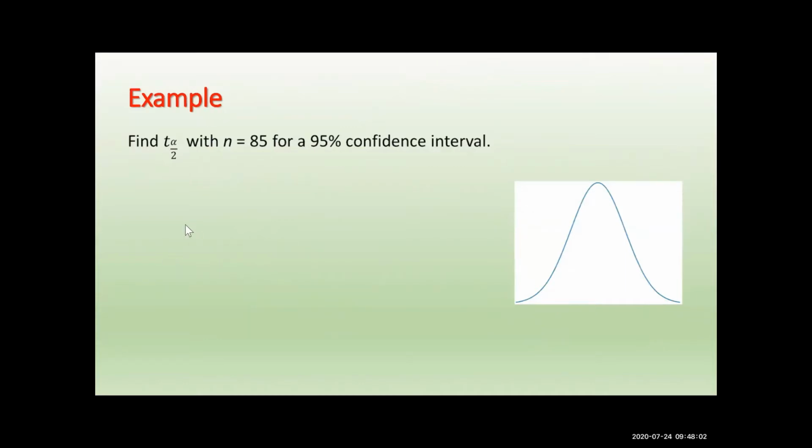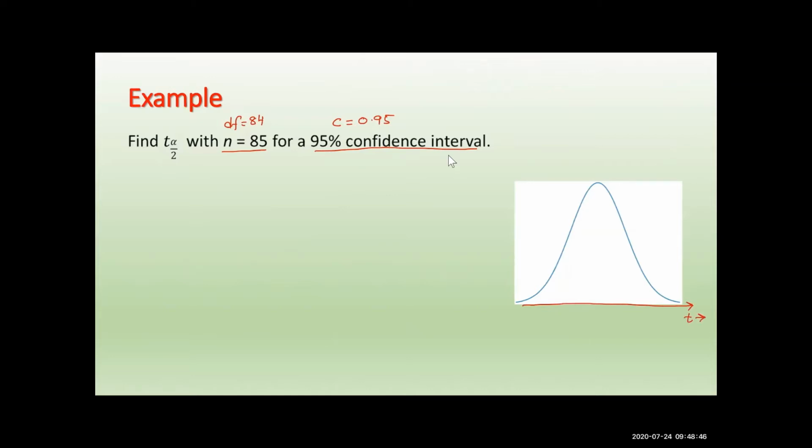Next example, find T alpha over 2 with n equal to 85. That is your sample size, n equal to 85 for a 95% confidence interval. So here we have the 95% confidence interval, meaning your C is equal to 95% or 0.95. Your n is equal to 85, meaning your degree of freedom is 85 minus 1, that is 84.